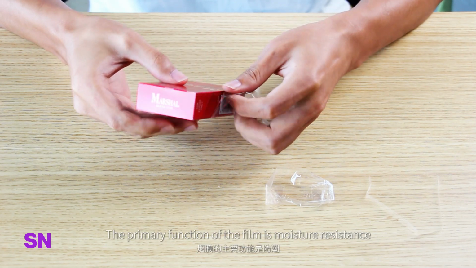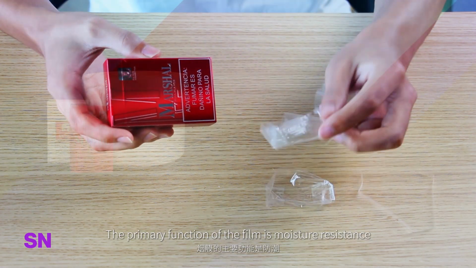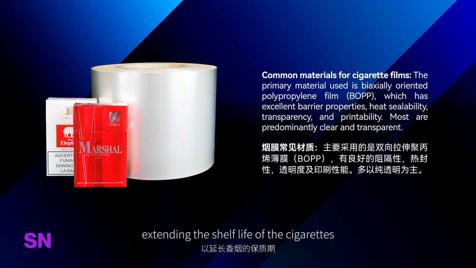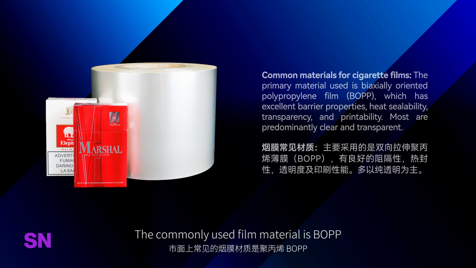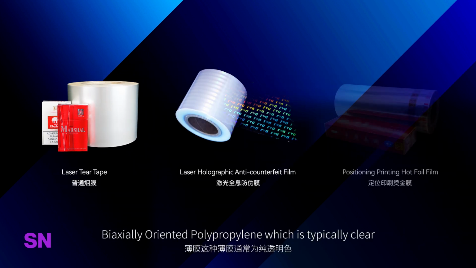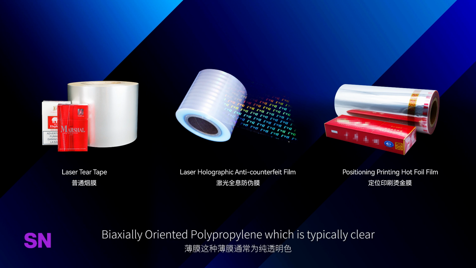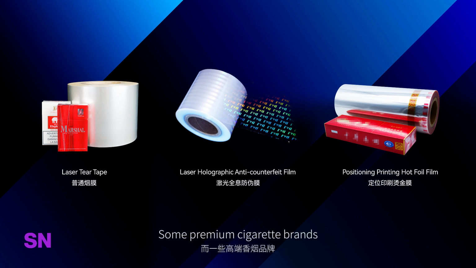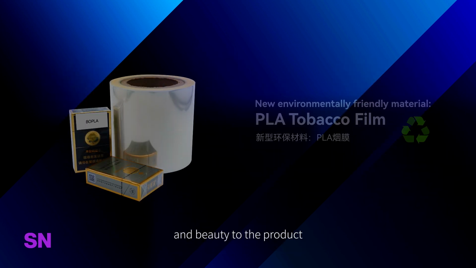The primary function of the film is moisture resistance, extending the shelf life of the cigarettes. The commonly used film material is BOPP, biaxially oriented polypropylene, which is typically clear. Some premium cigarette brands utilize laser holographic anti-counterfeit films or foil stamping, which not only enhance the anti-counterfeiting features, but also add a touch of sophistication and beauty to the product.